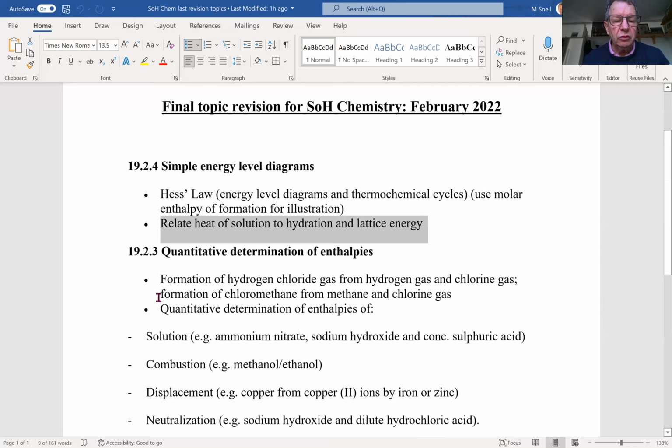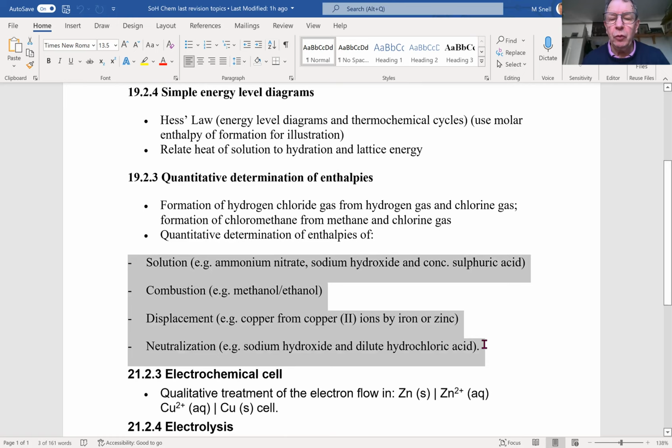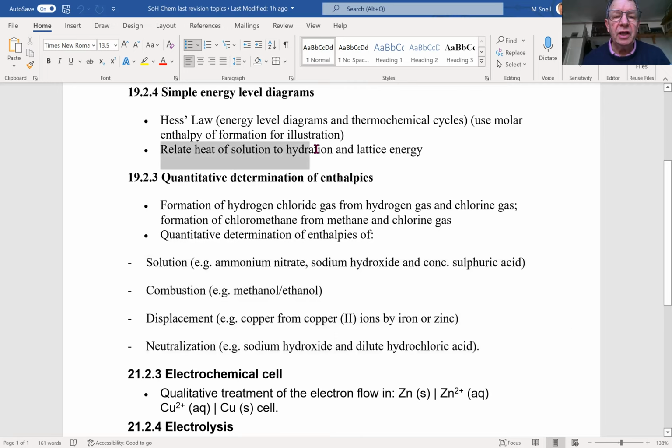That means finding out the numbers. We have done something where we were specifically talking about combustion, but I've shown you how to do the calculation, and it would be exactly the same for each one of these. The mass of water times the delta T times 4.2 divided by the number of moles. So this is the last bit I'm going to do here very briefly. This is about solution and hydration and lattice enthalpy. So I'm going to do that now.